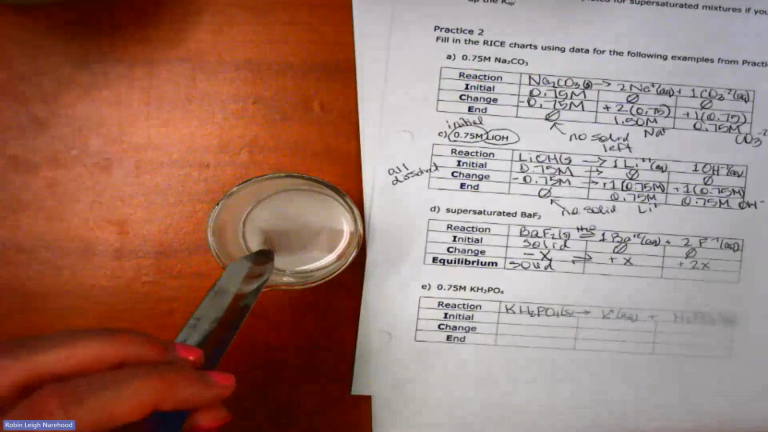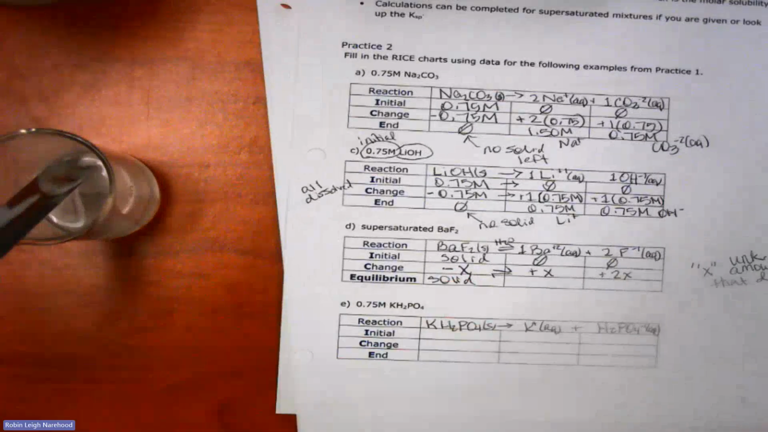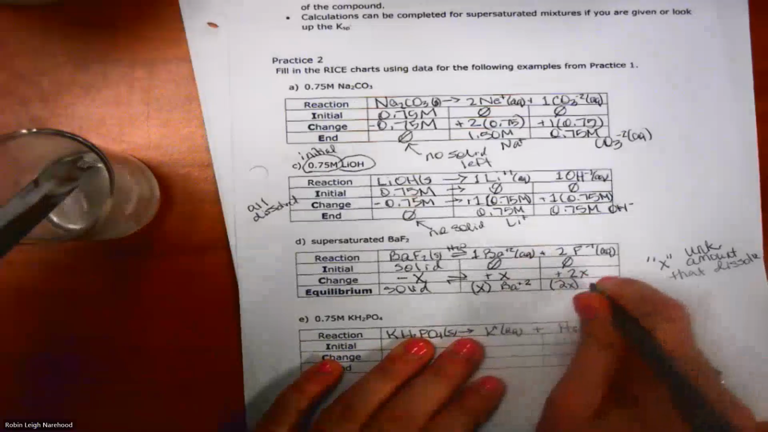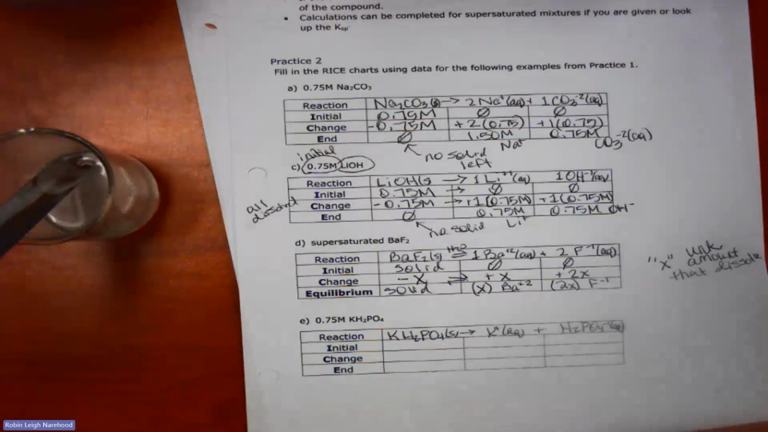Here's our example right here. Okay, you'll see solid. You don't need to know how much, because what we care about is X. Care about the X, not the solid. So how much barium is there? There is X amount of barium ions. How much fluoride? There is 2X. So put that in parentheses, 2X fluoride. So our measurement for barium is going to be X, and our measurement for fluoride is going to be 2X.